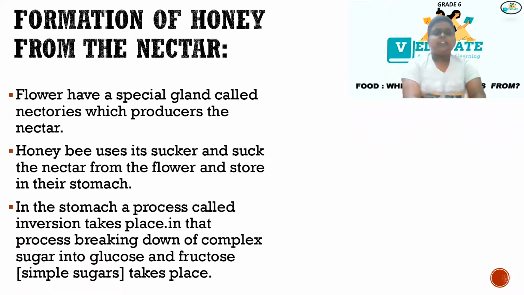Next we will go to the formation of honey from the nectar, and how the worker bees take the nectar from the flower. So let's see.